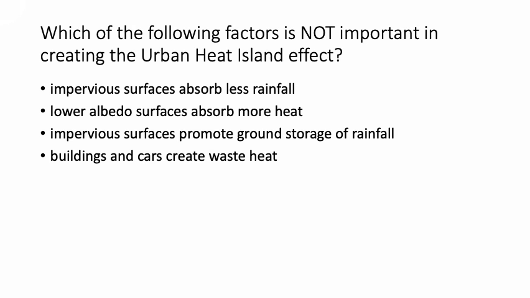Impervious surfaces promote ground storage of rainfall. No, it's the opposite of that. Impervious surfaces, that's the whole meaning of impervious. Impervious means water doesn't go through it. So if you have asphalt and concrete, water does not go through that. So those surfaces do the opposite of promoting ground storage of rainfall. They promote the runoff of that rainfall. So the soil below it is dry.